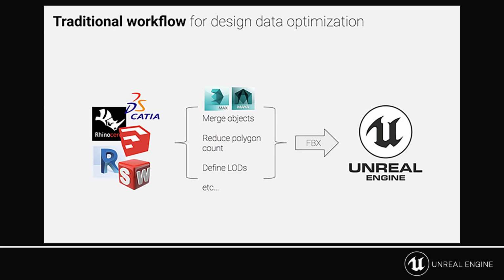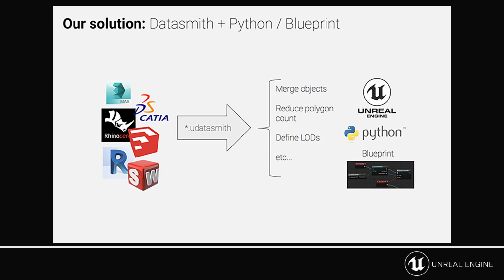So a traditional workflow for design and data optimization, much like what we talked about at the beginning. We're taking things from, maybe it's SolidWorks or Rhino, whatever it may be. We need to bring it into something like Max or Maya, merge those objects, reduce polygon count, define the LODs, lay out the textures, clean up the data, whatever it may be. Maybe we're translating via FBX, and we bring that into Unreal Engine.